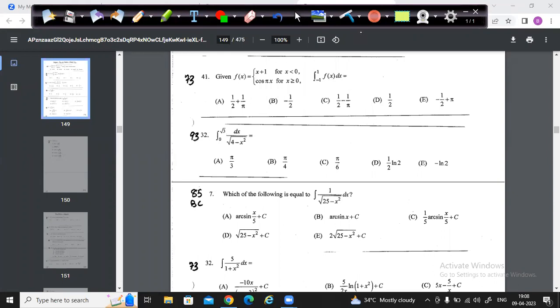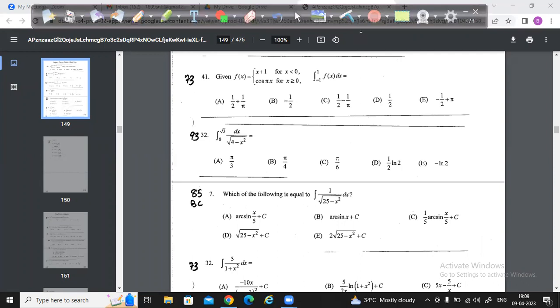So 1 upon root of 25 minus x square is sine inverse of x by a. So sine inverse of x by 5 plus c. So A for Agra should be your answer. Yeah, very good. Excellent. Just give me the answer in 30 seconds.